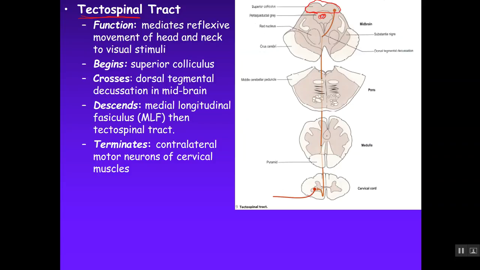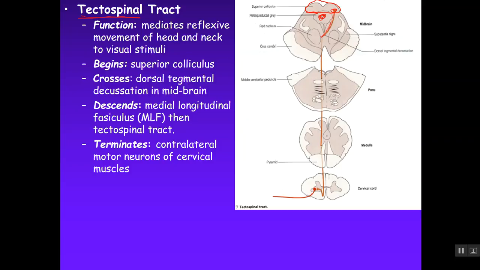That's your cerebral aqueduct and your periaqueductal gray, but that back part of the brain stem is the tectum, the roof of the midbrain, which includes your inferior and superior colliculus, okay? The tectospinal tract is more contributed to by the superior colliculus, the visual, but there are some fibers from the auditory or inferior colliculus in there too, but don't worry about that. So it begins in the superior colliculus. It actually crosses over in what's called the dorsal tegmental decussation of the midbrain.